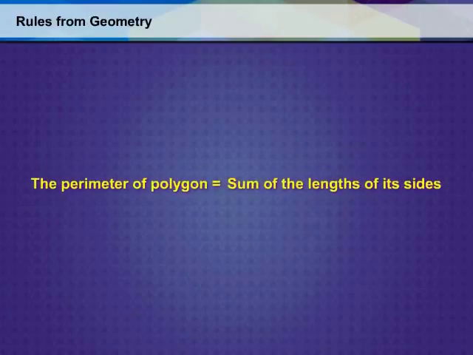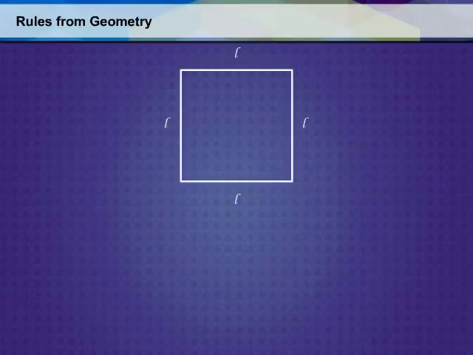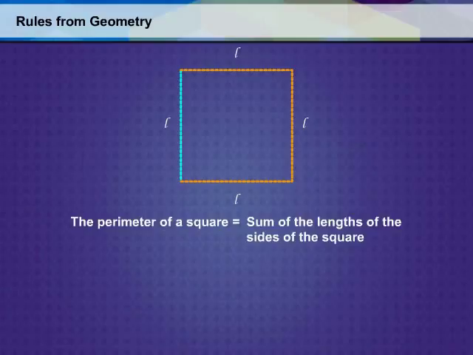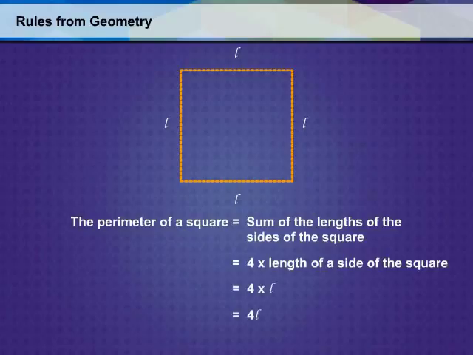We know that the perimeter of any polygon is the sum of the lengths of its sides. For example, a square has 4 sides, which are equal in length. Hence, the perimeter of a square is the sum of the lengths of its sides, which becomes 4 times the length of the side of the square. Let us write it as 4 times L, which is equal to 4L. Thus, we get the rule for the perimeter of a square.